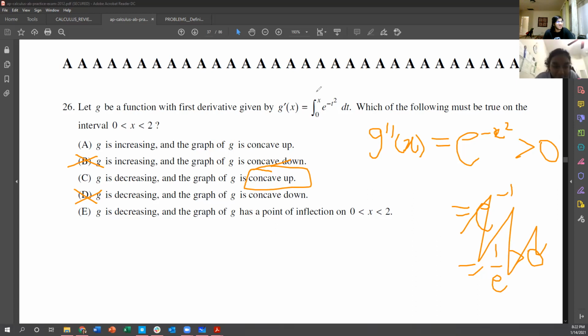Anyways, so this is the integral. And we just said that e to the negative t squared will always be positive. So the area, you'll always accumulate more and more over time. That means g prime of x is also going to be positive, right? Because the area will always be positive.